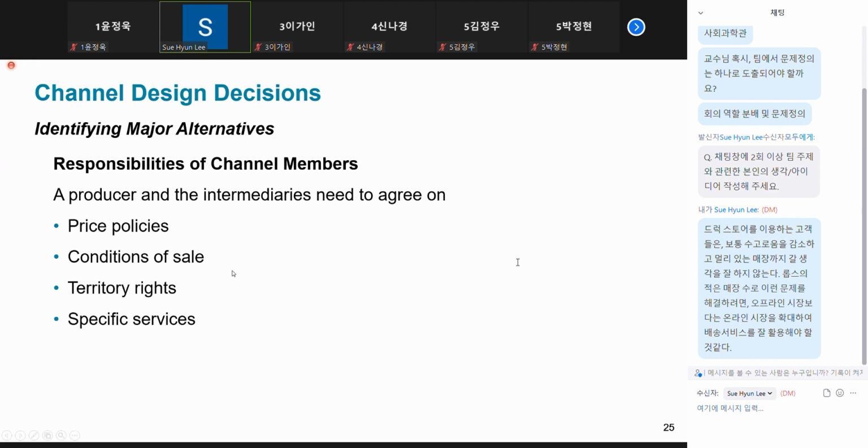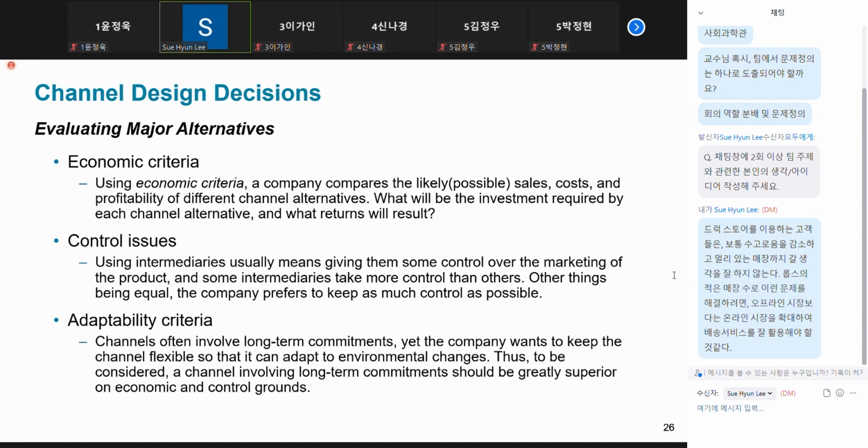The producer and intermediaries need to agree on the terms and responsibilities of each channel member. They should agree on price policies, conditions of sales, territorial rights, and specific services to be performed by each party. You can read these components for evaluating major alternatives from economic criteria, control issues, and adaptability criteria.